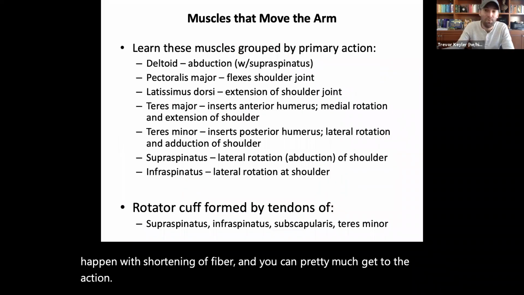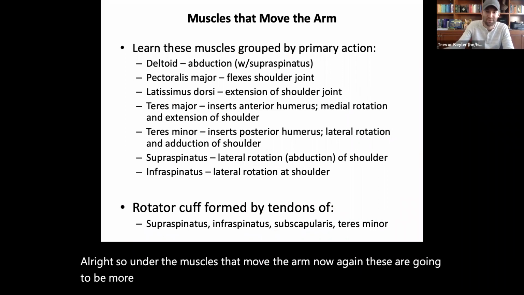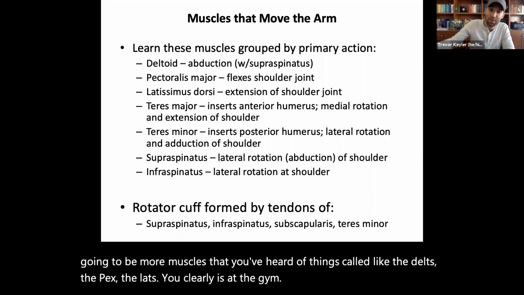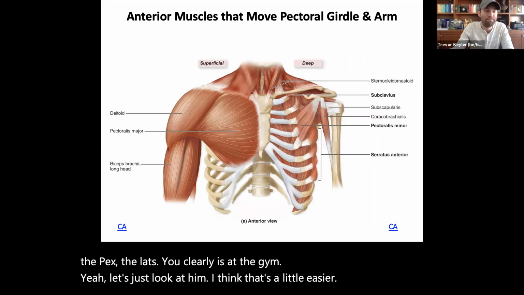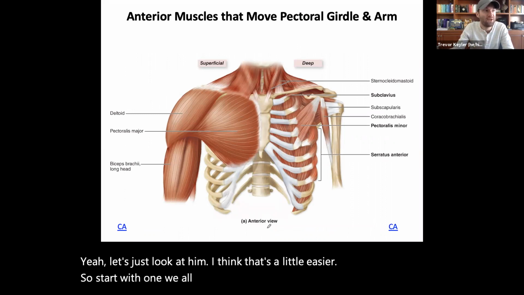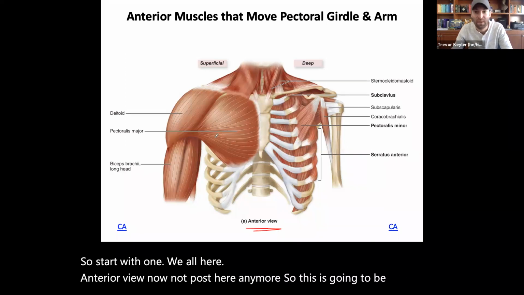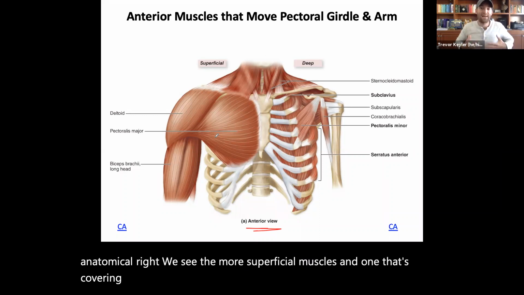All right, so onto the muscles that move the arm now. Again, these are going to be more muscles that you've heard of, things called like the delts, the pecs, the lats, right? You hear these at the gym. Again, let's just look at them. I think that's a little easier. So start with one we all know here, anterior view now, not posterior anymore. So this is going to be our left, anatomical right. We see the more superficial muscles, and one that's covering them all is the pecs, the pectoralis major.